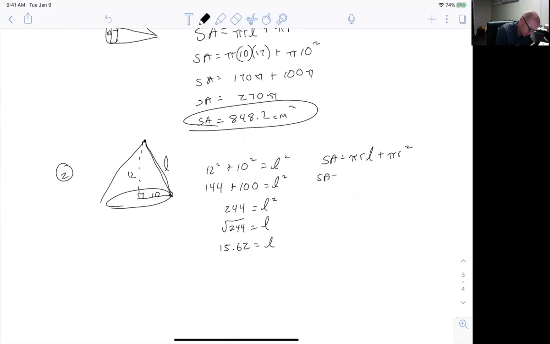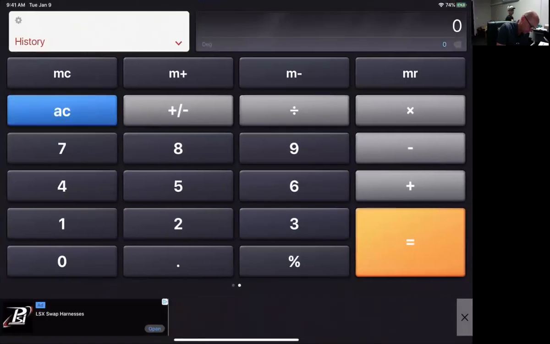Surface area should be equal to pi r, in this case 10, times the slant height, which we said is 15.62, plus pi r squared, so 100 pi. 10 squared is 100. Okay, this is easy, no calculator yet. This should be 156.2 pi plus 100 pi. Surface area should be 256.2 pi. Let's do that on my calculator.